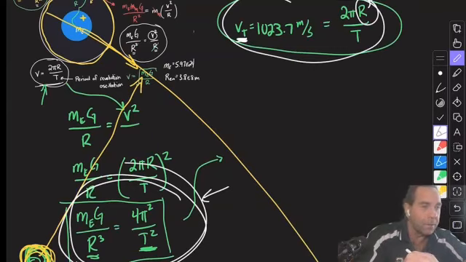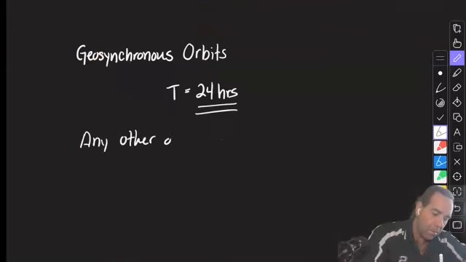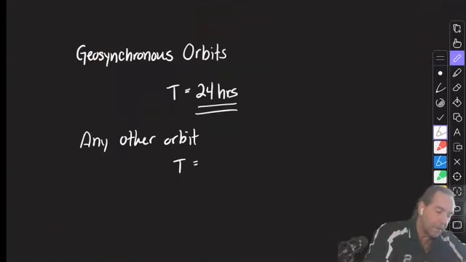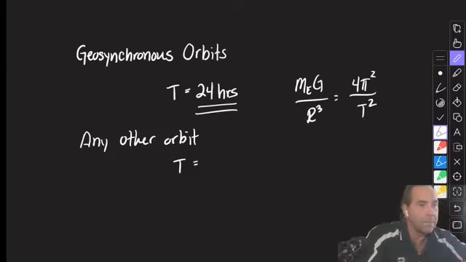I believe the homework question you had that was like that said that you have an object that's got to be in a 4-hour orbit. And you have to use this to figure it out. So a geosynchronous orbit, period's 24 hours. Any other orbit, and you're given T, you're going to have to use this to figure out its orbit. And there's no two ways about it. It's the only way it works.